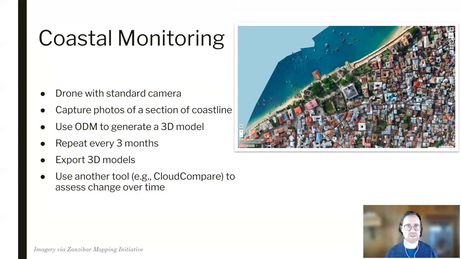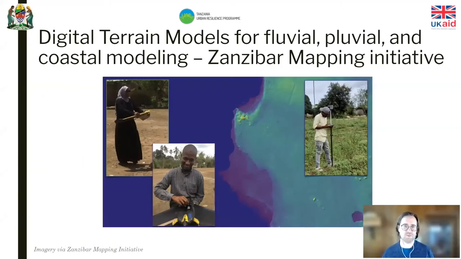So I'm going to go into a case study for the next one, where we're going to talk about what we did in conjunction with Zanzibar Mapping Initiative. Zanzibar Mapping Initiative is a massive project in the Zanzibar Archipelago, funded by the Tanzanian Urban Resilience Program, ultimately through UKAID, led by a range of different partners, including, of course, the Revolutionary Government of Zanzibar. Their primary product for this was aerial photography.